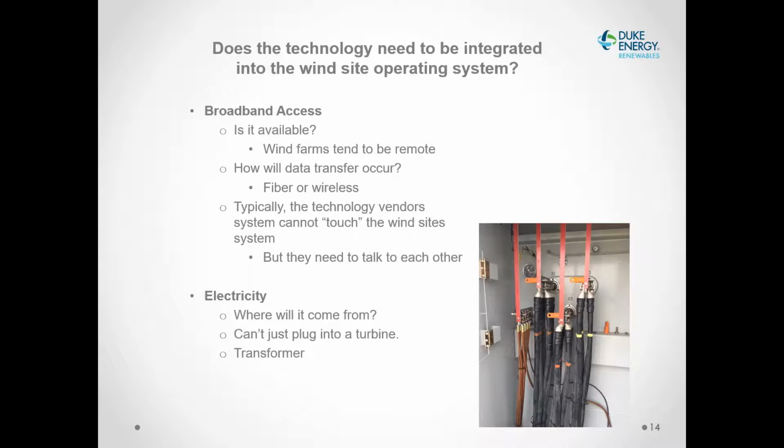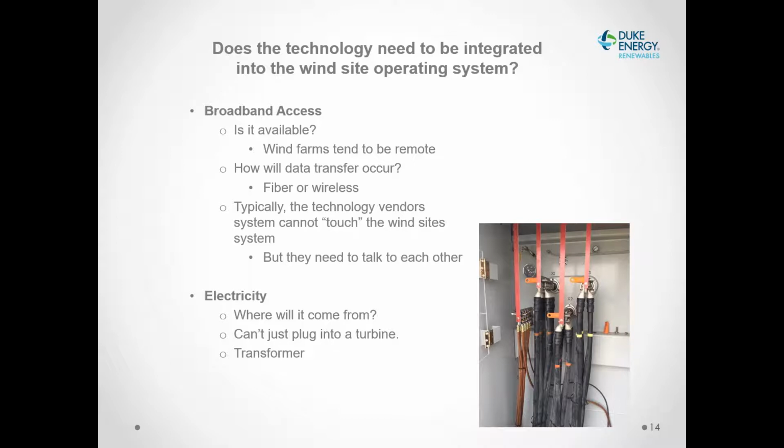Typically, also, because of cybersecurity issues, the technology vendor's system cannot touch the wind site system. So they say, so how's it going to work? How are you going to curtail? They do need to talk to each other. So one system will send a signal to the other one, and this is basically a 1 or a 0, a yes or a no. If it says yes, curtail, your system captures that signal and sends the curtailment. That way they're not actually touching.